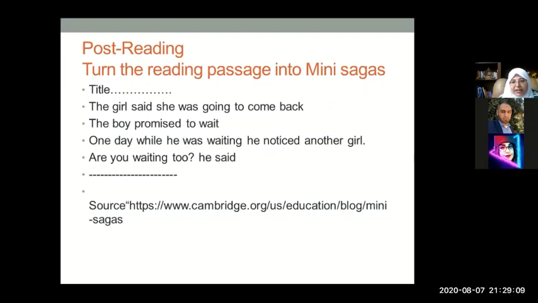Yeah, mini sagas, Radwa, is the idea of writing like 50 words, okay? Like ask the learners to change the whole passage, which is really long, into just 50 words. So they are reducing the reading passage into a 50-word text. And then they give a title and an ending for it.